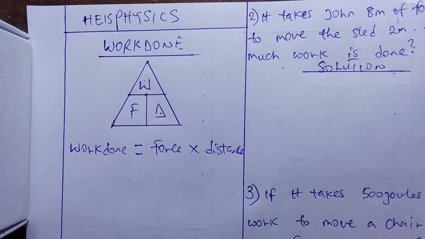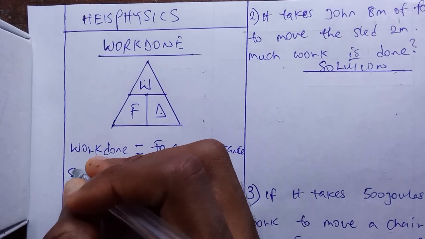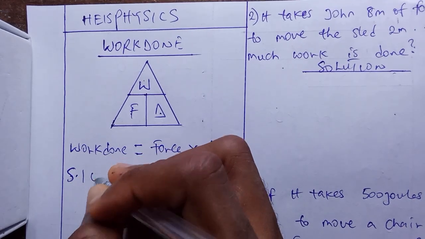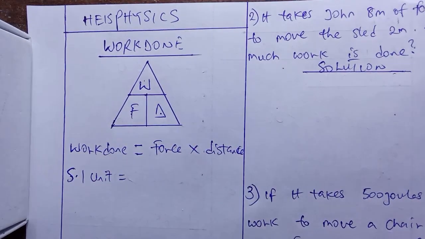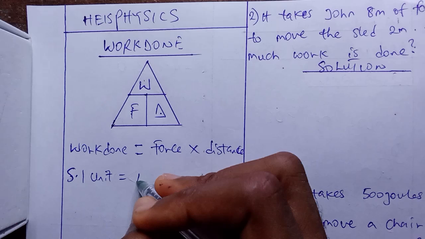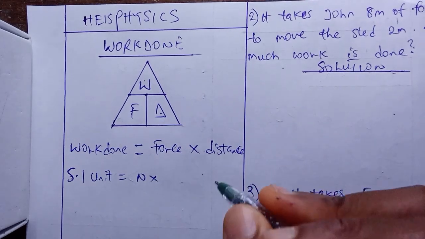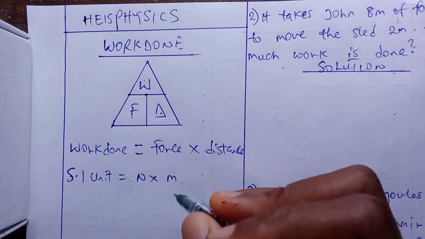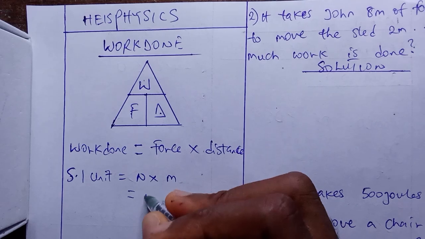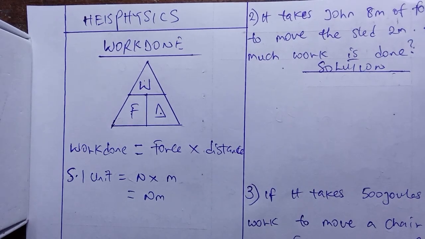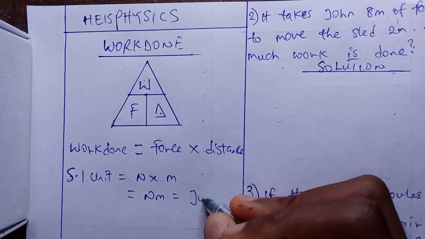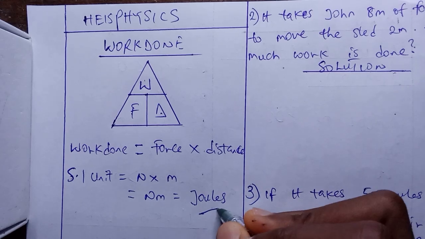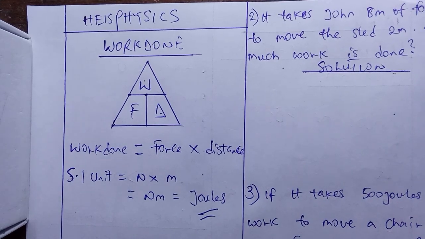Now, the SI unit for work done, let's derive it together. The SI unit for force is Newton, times the SI unit for distance, which is meter. Newton times meter is Newton meter, and Newton meter is also called joules. So this is the SI unit for work done, joules.